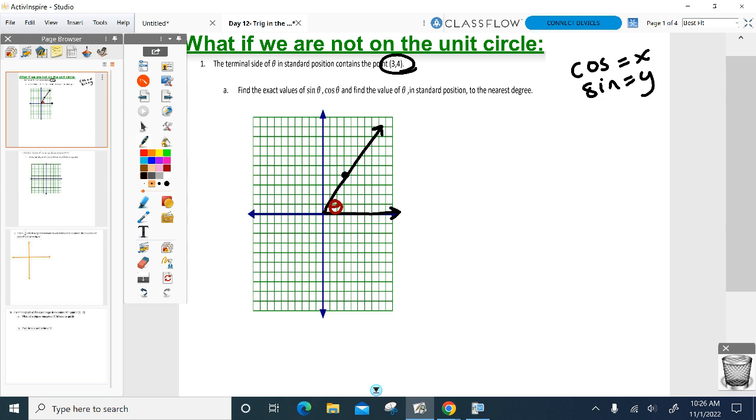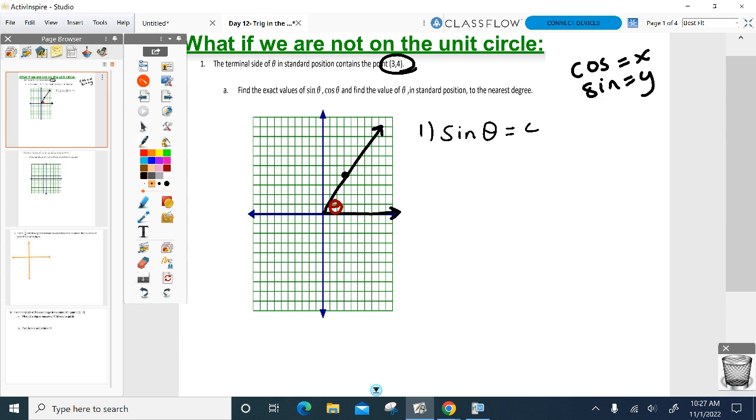All right. First thing it asked me for: what's the exact value of sine theta? I'm going to have to ask you guys to dig deep here. We did a ton of work that reviewed your 10th grade year in geometry. I can't say the sine equals the y coordinate 4. That's not correct. I'm not on the unit circle. So can you guys dig deep for me?